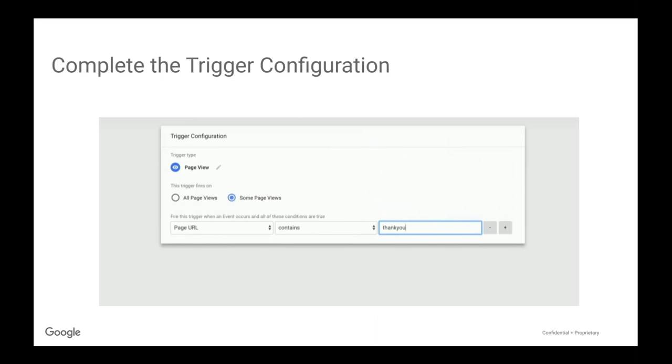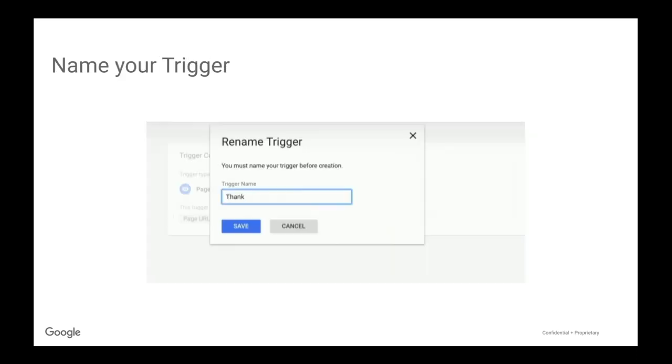So we'll select some page views. And then we'll give some information on how I identify this page. We'll select page URL contains, and then I'll type thank you .html, which is the address where my thank you page is. Again, we're invited to give a name to our trigger. So make sure, again, that you're giving a name that is easy for you to recognize later on. At this point, all we need to do is save and publish.